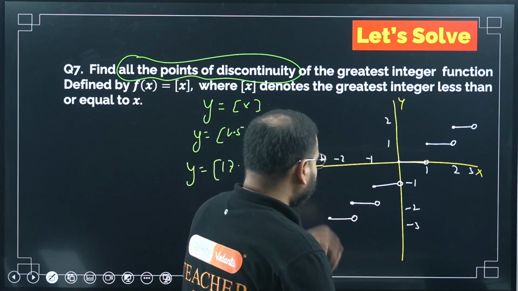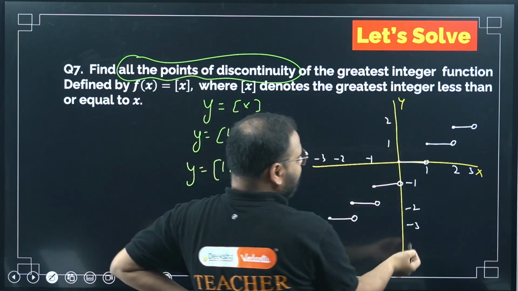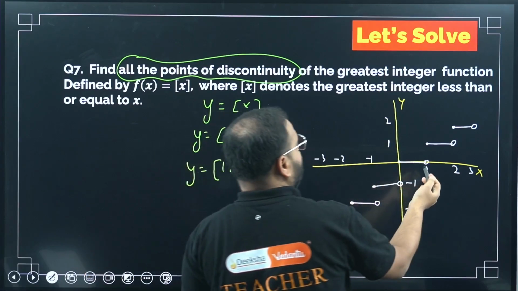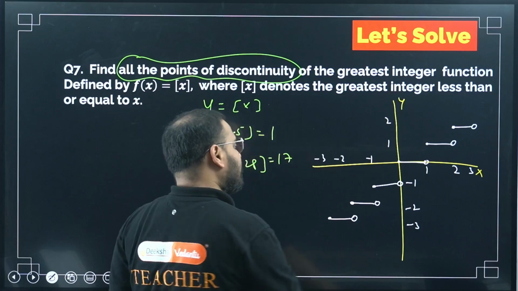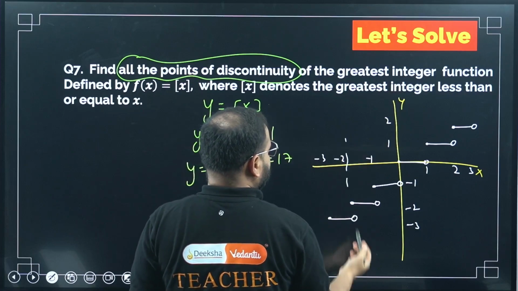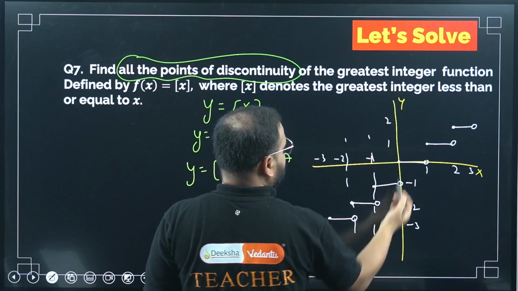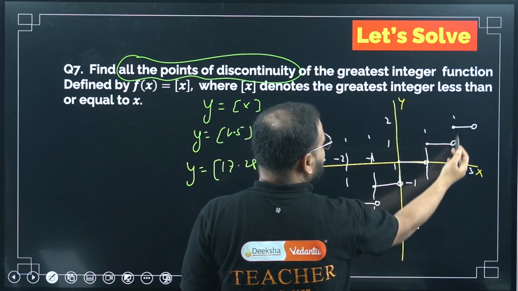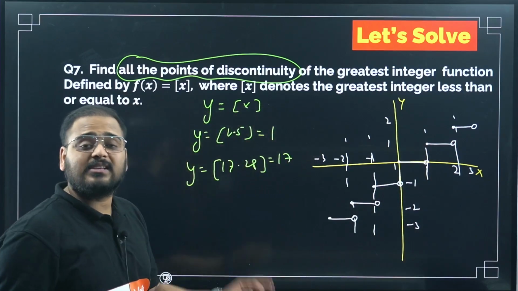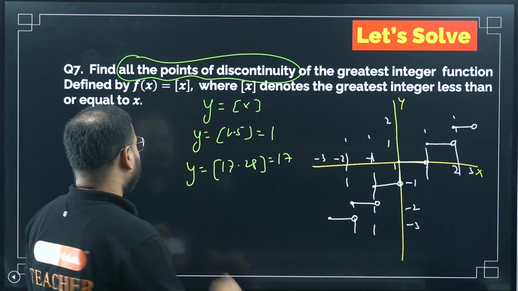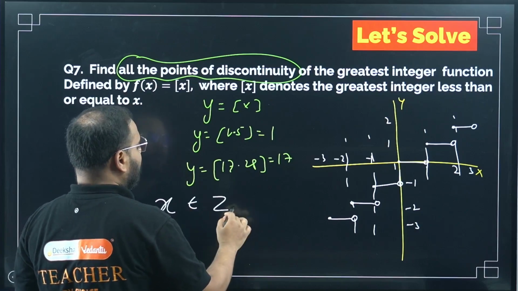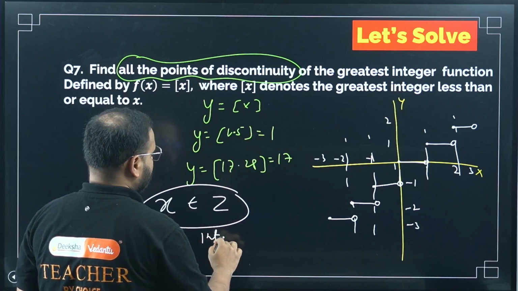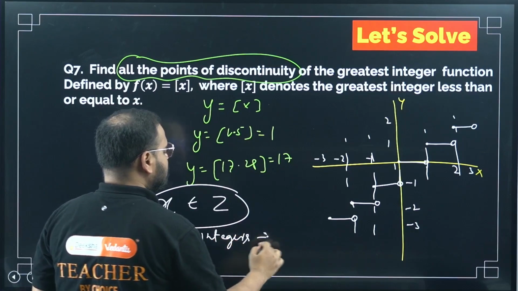If you look at this, at every point where it is an integer, minus 1, minus 2, minus 3 or 1, 2, 3, what is happening? There is a break in the function. Yes or no? First break, here also there is a break, here also there is a break. So everywhere at an integer there is a break in the function, which means discontinuity exists at all integers. For x belonging to all integers Z, the function is discontinuous.